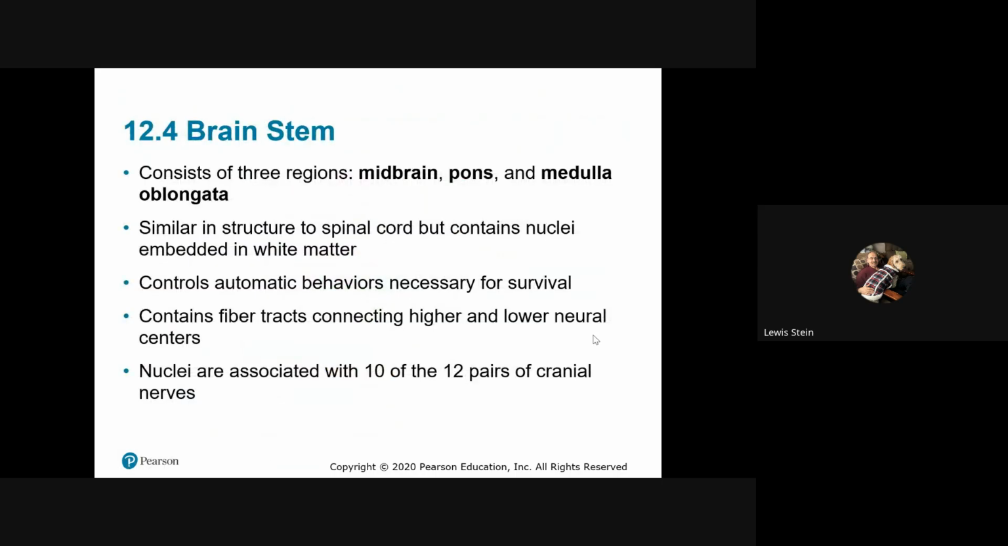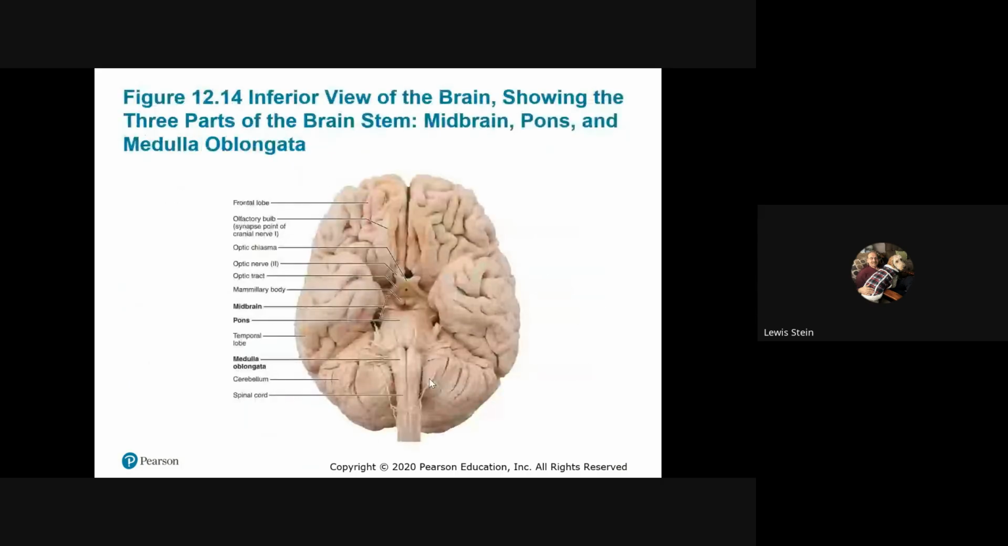So the midbrain, pons, medulla, good point to make here. Basically, like the spinal cord, it contains nuclei embedded in white matter. That's about it. Okay, autonomic or automatic behavior, lots of tracts going up and down. All but two of the cranial nerves, that's olfactory and optic, are the only ones that don't go to the brainstem. Optic goes to the thalamus, olfactory directly into the insula, right into the cerebral area.